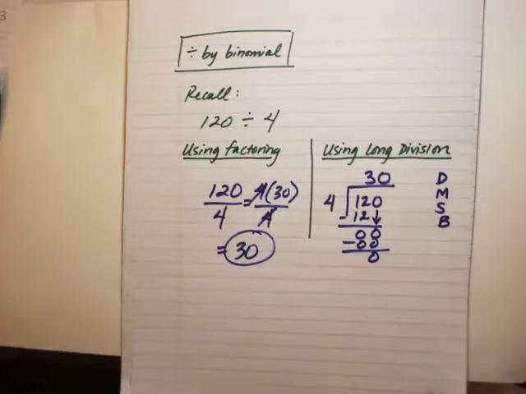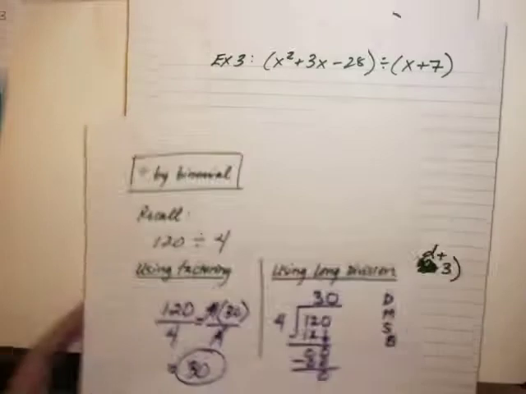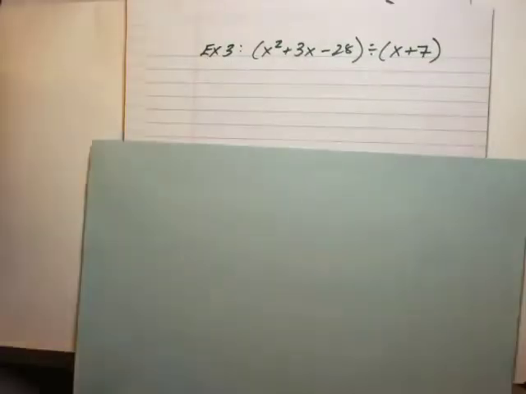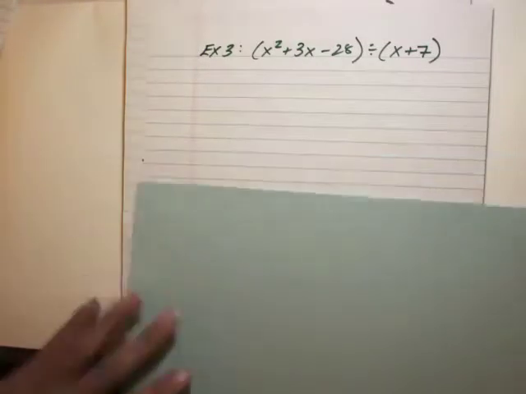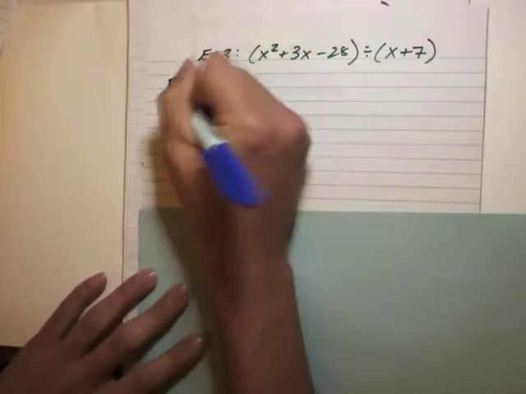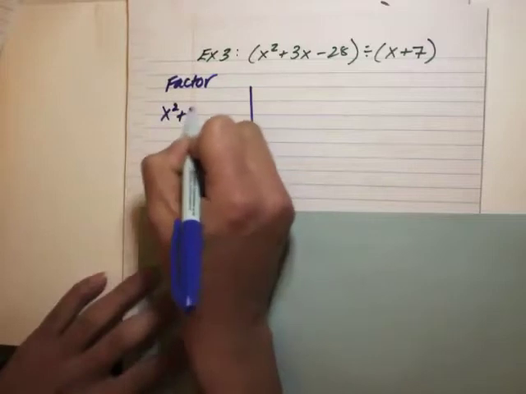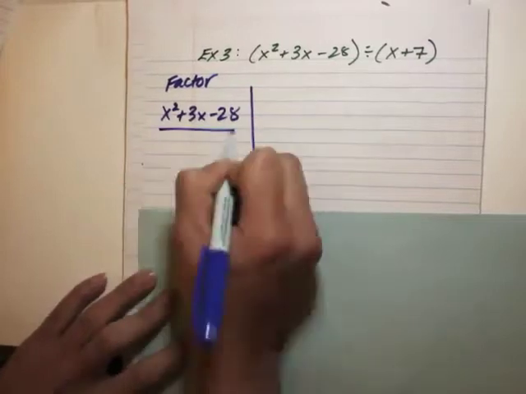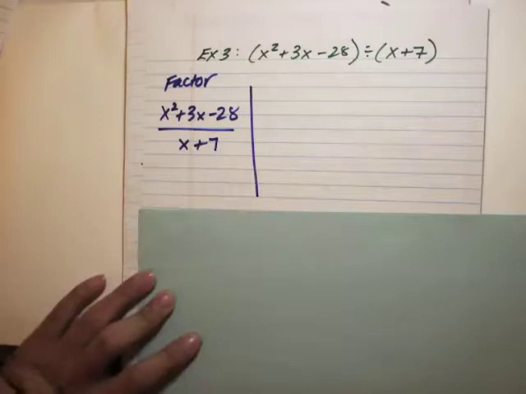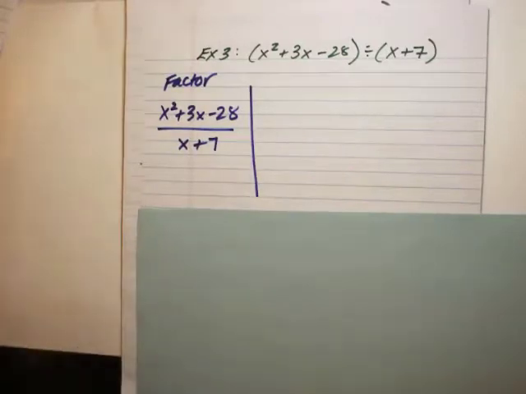We're going to need to remember how to do this, because what we're going to be doing next is dividing a polynomial by a binomial. In this case it's a trinomial divided by a binomial. We're going to review, there are 2 different ways to do this. Step 1, we can factor. If you set this up as x squared plus 3x minus 28 divided by x plus 7, we can factor the trinomial in the top, and then we can simplify it. Let's go ahead and do that first.